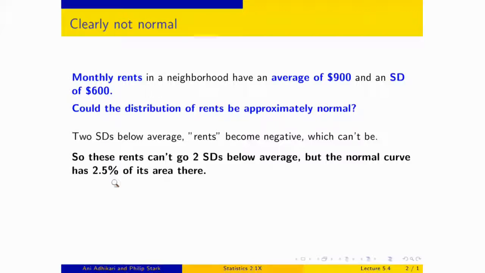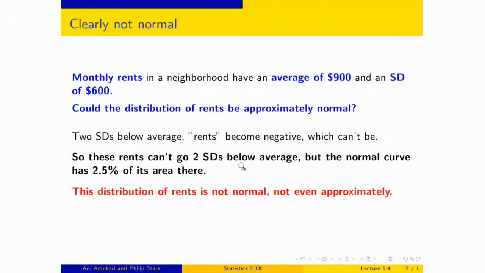And so how do we put these two together? The normal curve has to have 2.5% below 2 SDs. The rents cannot go below 2 SDs, so now what? Well, that means the rents aren't approximately normal. And we just have to live with that. We can't will them to be normal.